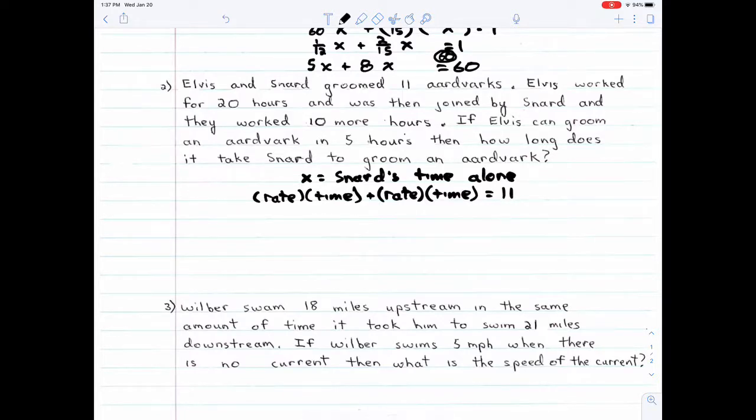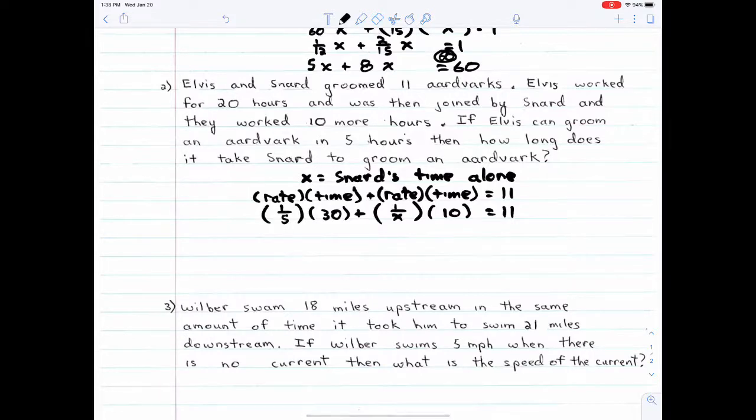Okay, so let's look at Elvis first. Elvis worked for 20 hours and was then joined by Snard, and they worked 10 hours more. So what was Elvis's time? 30 hours, because he worked for 20 hours and then 10 hours more. What was Snard's time? Snard's time was 10. All right. If Elvis can groom an aardvark in 5 hours, so that's his time alone, his rate is 1/5. And Snard's time alone is x, so his rate is 1/x.